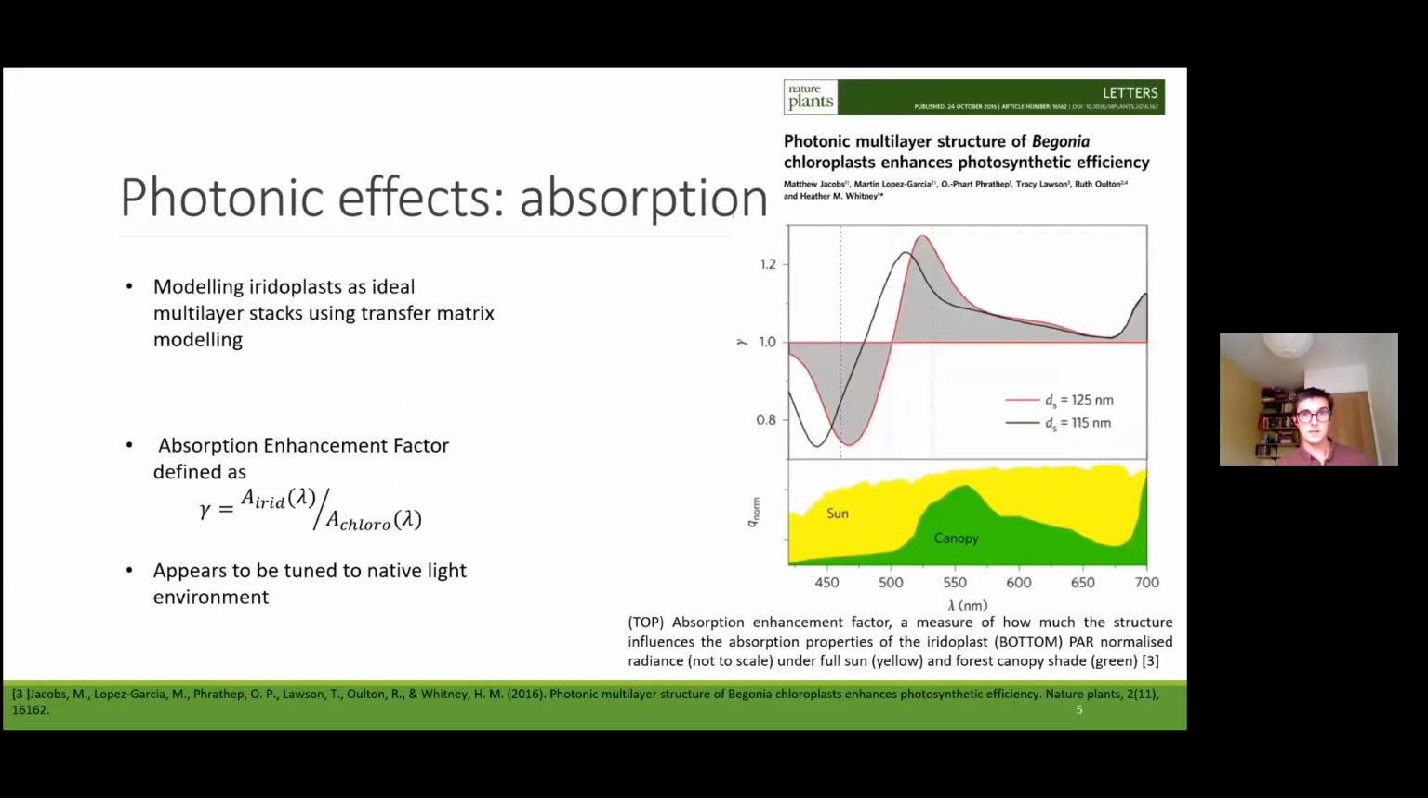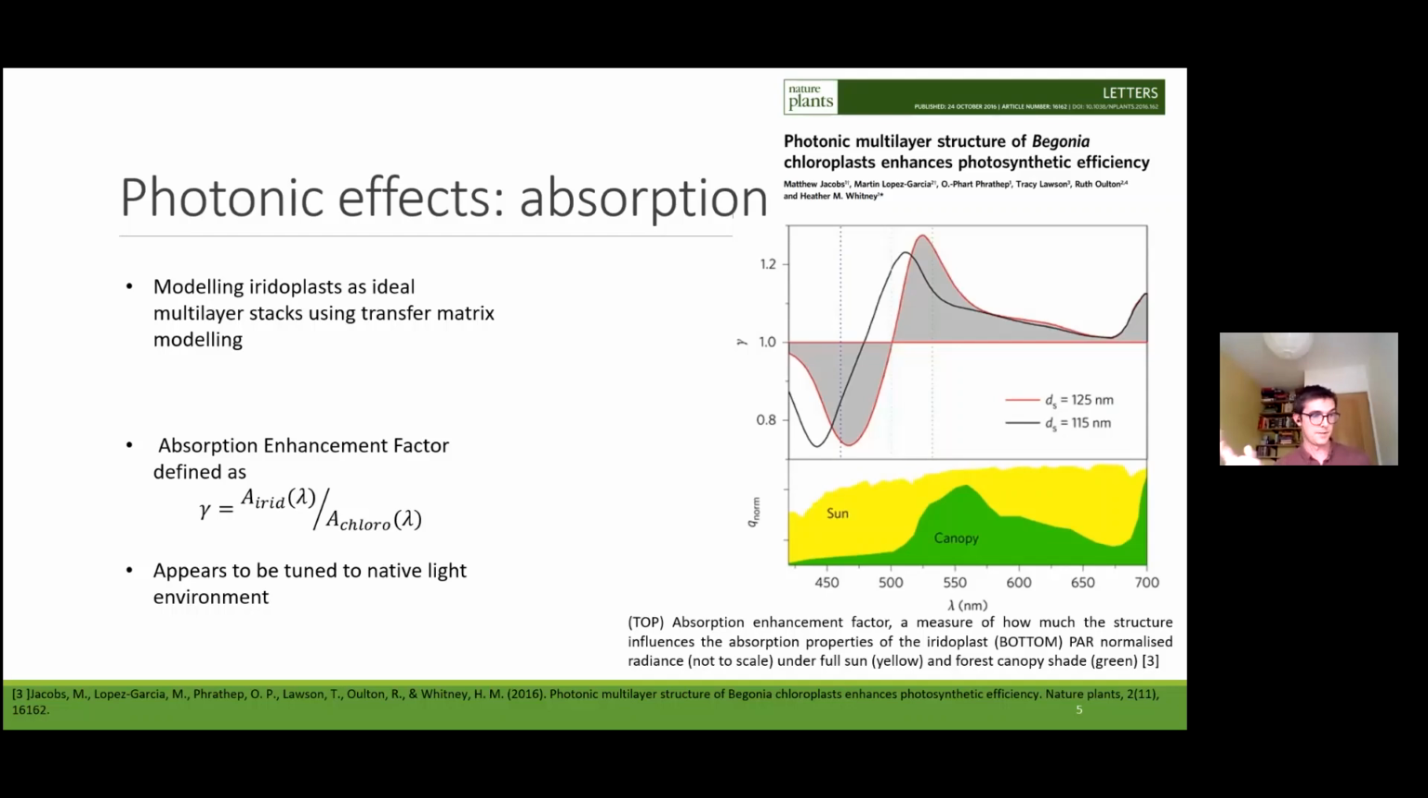It also has an interesting effect on the absorption, like Miguel was also talking about. By modeling these structures using the transfer matrix method, we can calculate the absorption, and therefore the absorption enhancement, which is defined as the ratio of the absorption with the structure present to the absorption without any structure present, but with the same amount of absorbing material. So this gives us an idea of how much the photonic structure is actually altering the absorption profile.